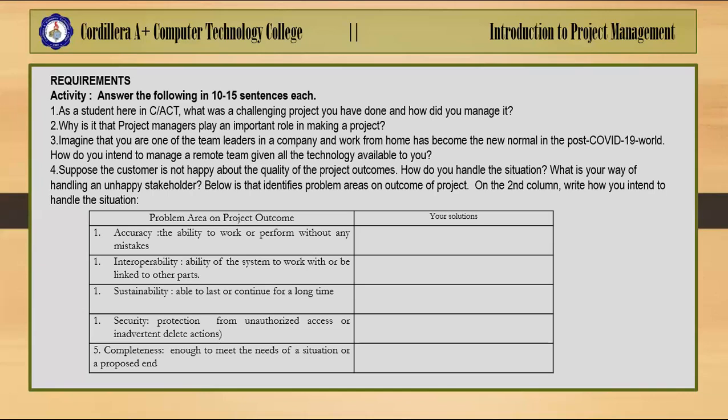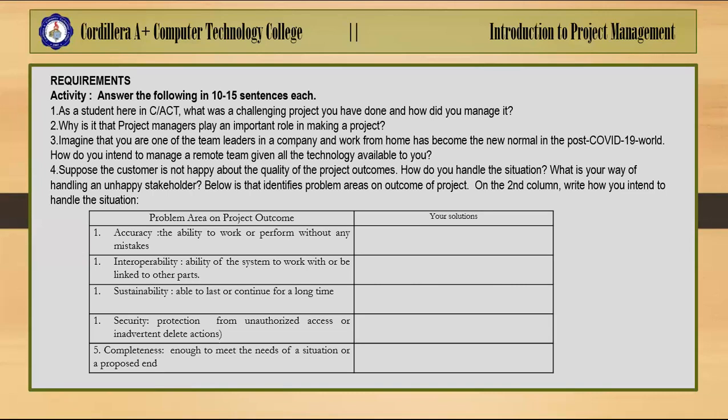So for example, kunwari yung customer mo is hindi naging happy dun sa quality ng project mo. Meron akong binigay dito na 5 problem areas on the project outcome. So ito yung naging problema nila. On the second column, kung napapansin nyo dito sa right, yan yung magiging solution mo dun sa problem. So accuracy, the ability to work or perform without any mistakes. Yan yung problems. Ano yung magiging solution? Okay? So that is your activity for week 2.